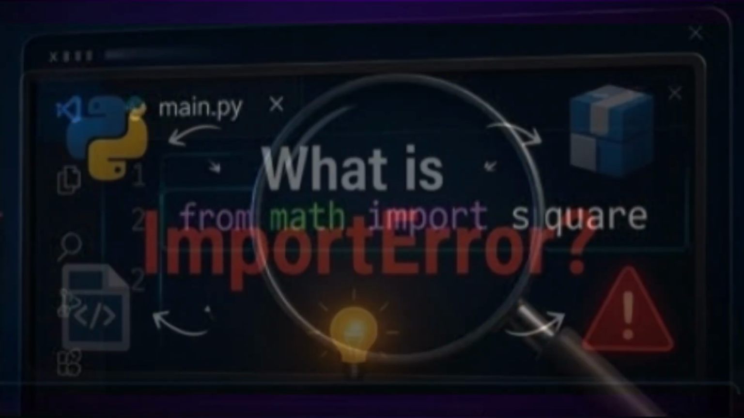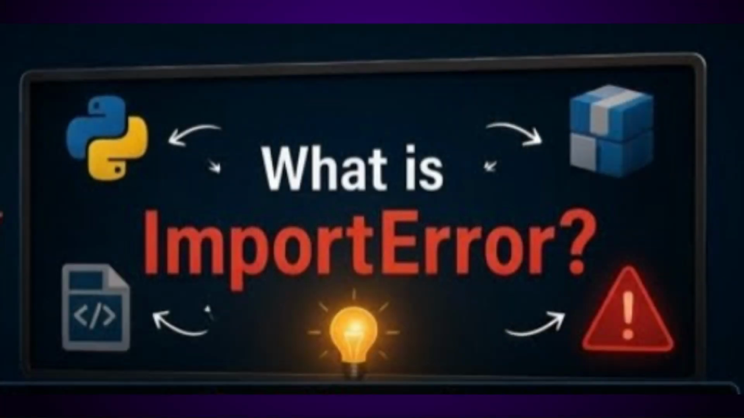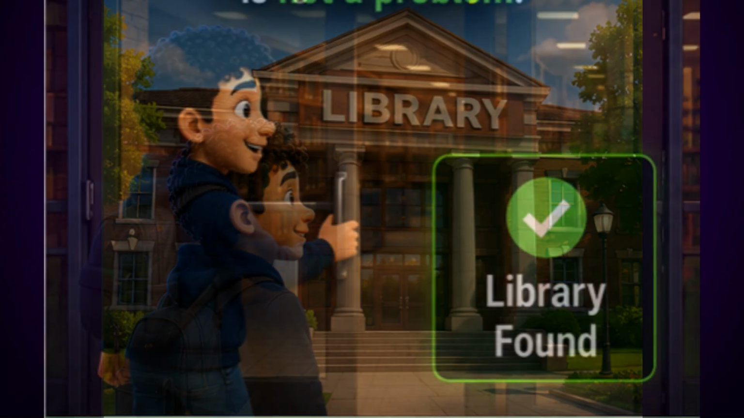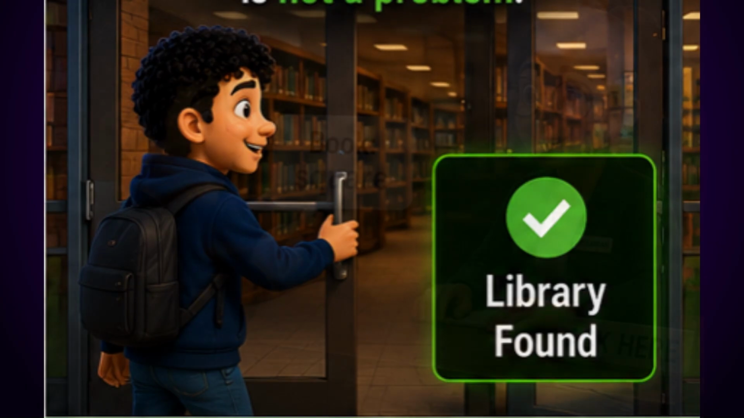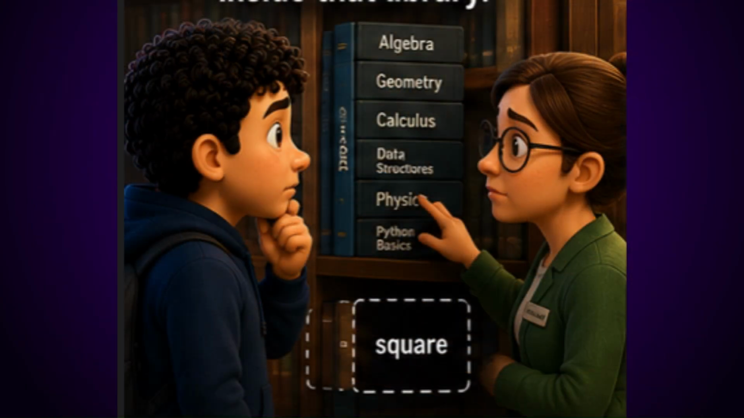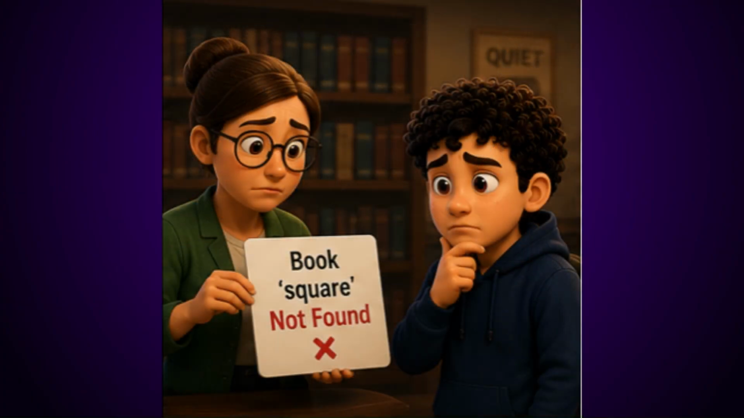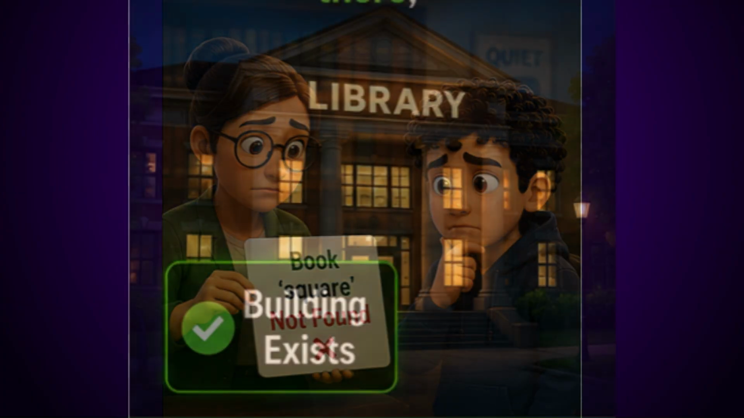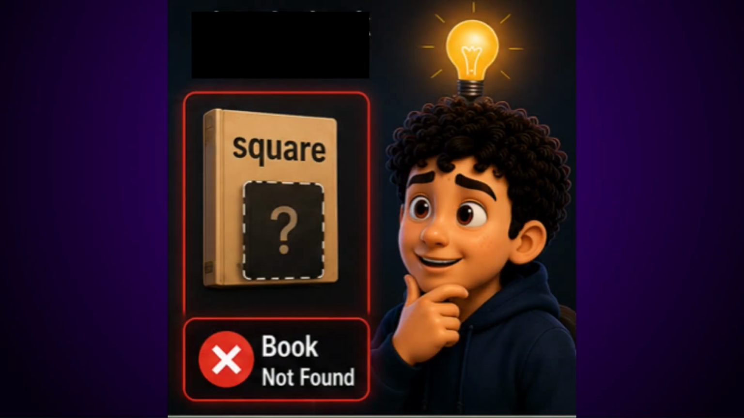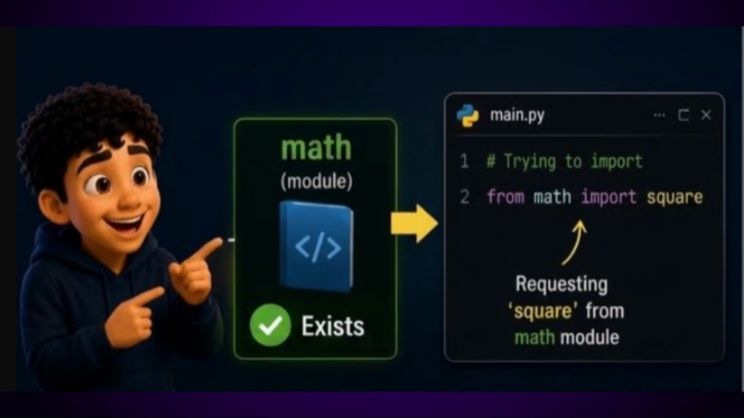To understand this, we need to know what ImportError really means. Imagine a library. The library exists. So entering the library is not a problem. But Alex asks for a book that does not exist inside that library. The building is there, but the book is not there. This is exactly what happens here.